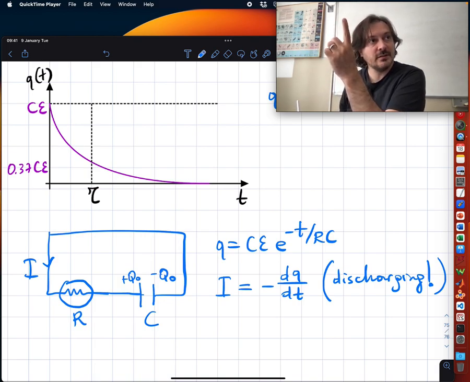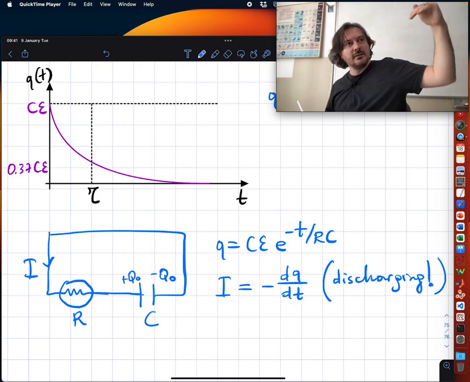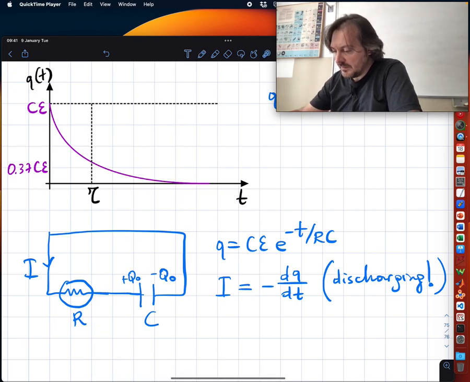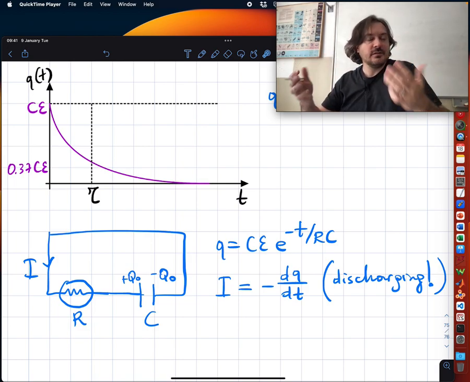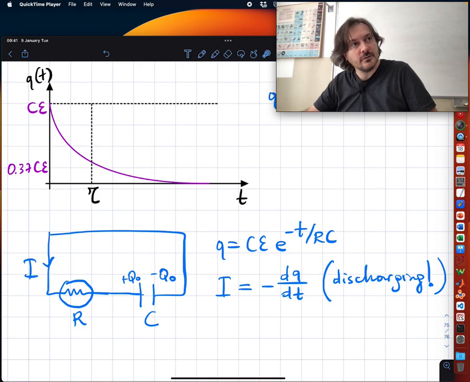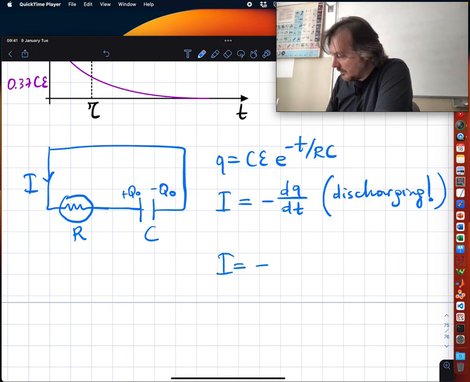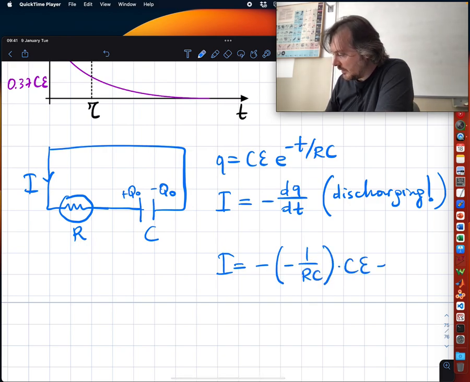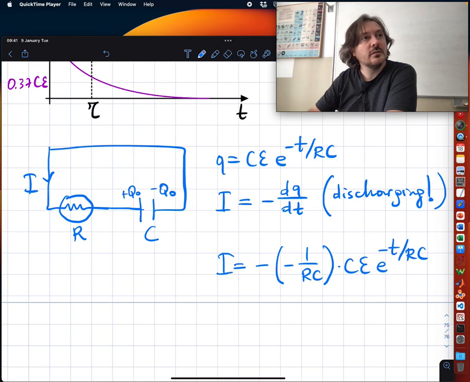Are you following this? So Q goes like this, and the slope here is a negative slope already. But if we want to define a positive current, then negative negative makes positive. Indeed, if you calculate it, I is negative 1 over RC times CE e to the minus t over RC. Do you see the derivative here? Did I take the derivative correctly?